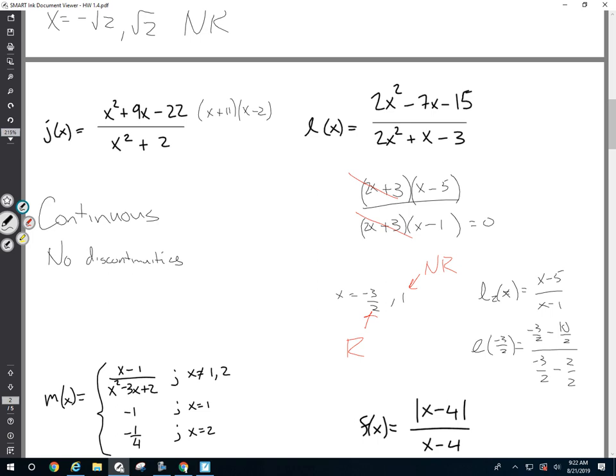I need the same common denominator. It's like having like terms. This will be -13/2 in the numerator. In the denominator, I'll have -5/2. That will simplify to be -13/2 times 2 over -5. The 2's will cancel. I end up with 13/5. So the location of my removable is -3/2, 13/5.